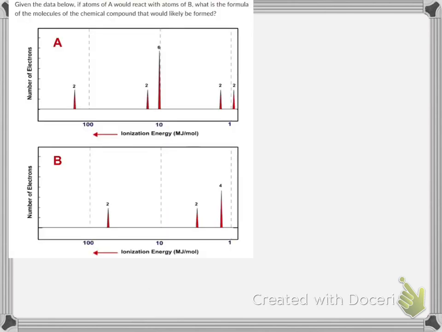Okay, so there's another way to ask the question. We are given 2 atoms, A and B. They want to know what formula of the molecules would likely be formed. So we want to identify what A is. 1s2, 2s2, 2p6, 3s2, 3p2.